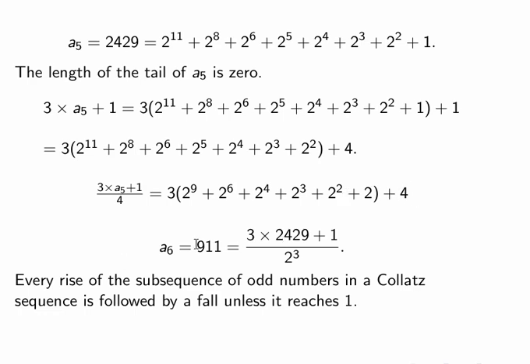So every rise of the subsequence of odd numbers in a collapse sequence is followed by a fall unless it reaches 1. Okay? If it reaches 1, then it continues to be 1. So this is the pattern of the rise and fall of the collapse sequence.